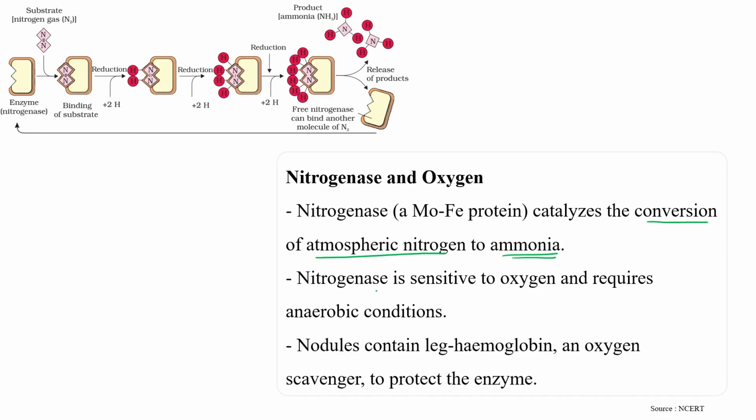This particular enzyme is sensitive to oxygen and requires anaerobic conditions. Nodules also contain leghemoglobin, which is an oxygen scavenger. So this leghemoglobin very quickly utilizes the oxygen, and this is how it protects the enzyme.